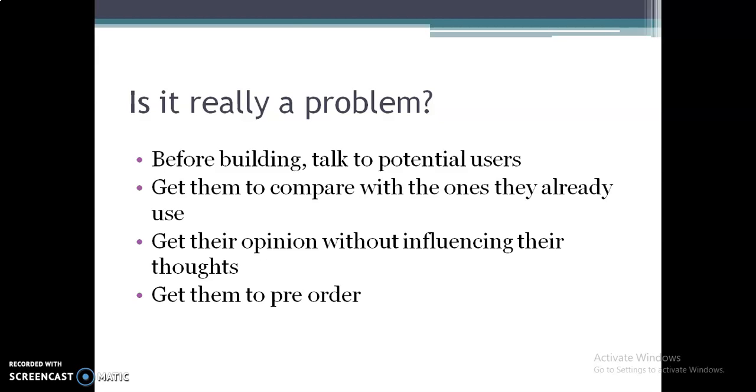So get them to compare with the solution they already have, and see if they can abandon what they have and come to yours. If they can abandon what they have and come to yours, they potentially have a business.